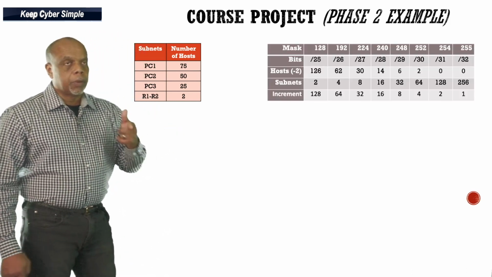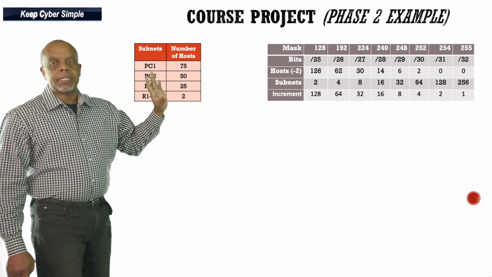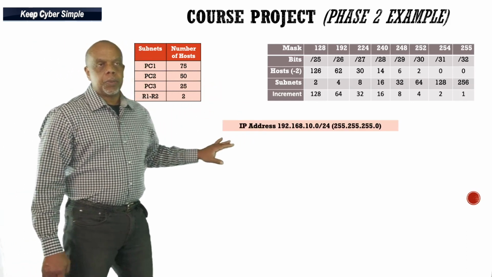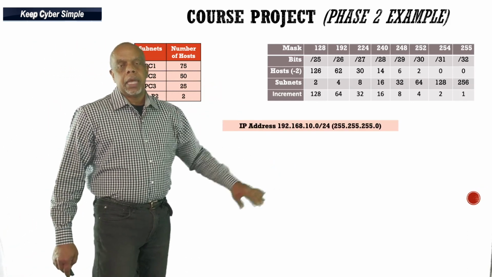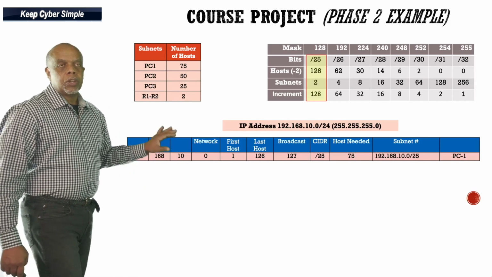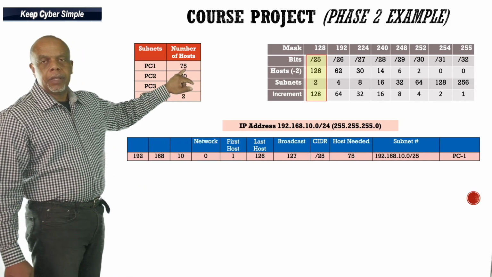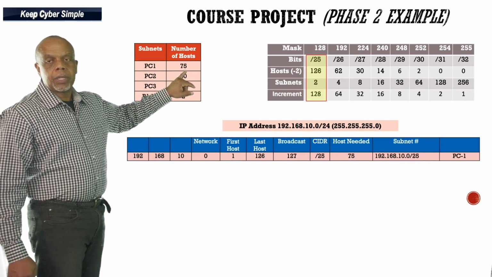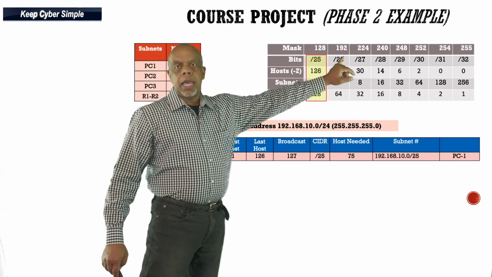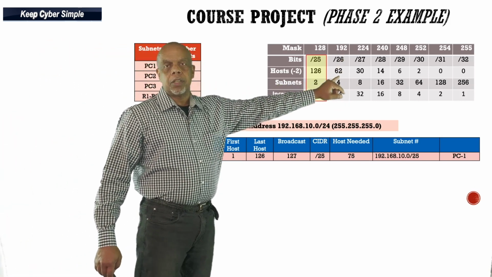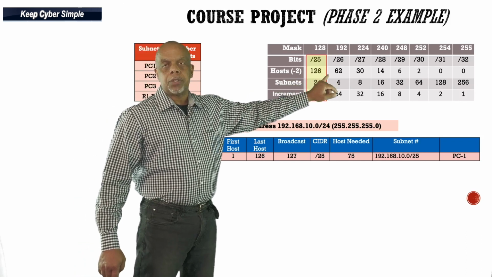Okay, so here again, go to our chart. And really it's the same process we did before. We're going to use basically the same IP address, and we'll start walking through each one. So for the first subnet, I need 75 IP addresses. To get 75 IP addresses, I can't get it from here. That's only 62. So I have to go here to get 75.